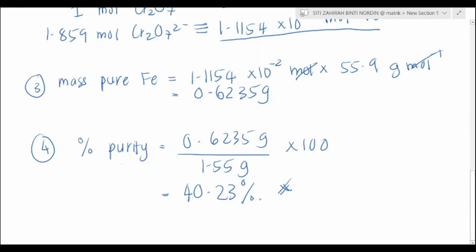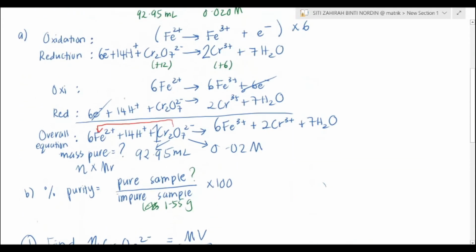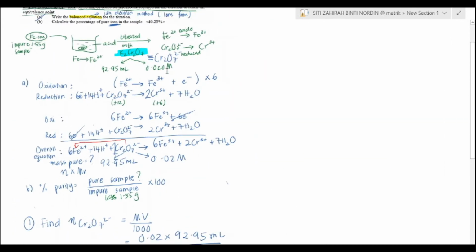Okay, I'm not going to tolerate this. I've already reminded you a lot of times already. So that's how we're going to answer questions involving the ion electron method and percentage purity.